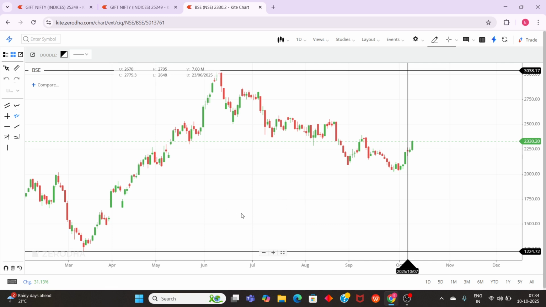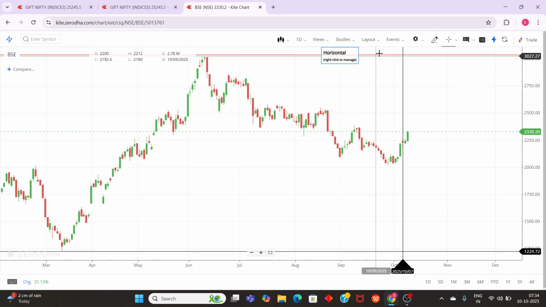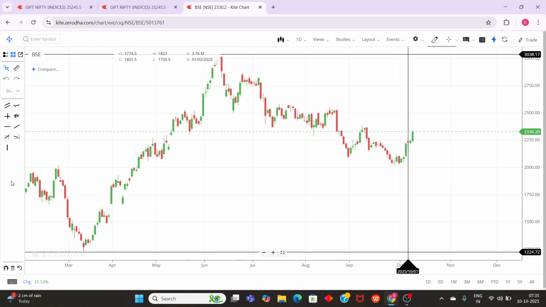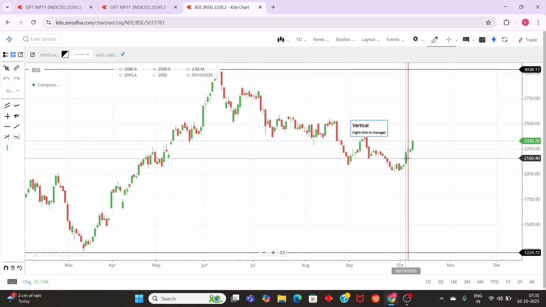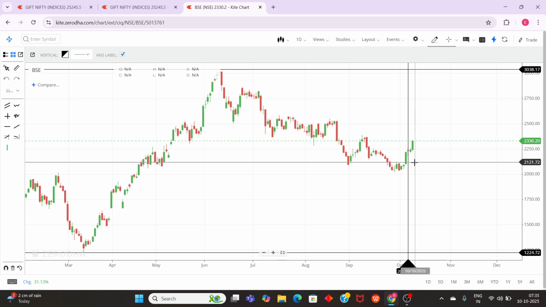This is the BSE stock on the daily time frame. If you observe, the low made is 1224 and the high is 3038. So 3038 minus 1224 is 1814, close to 1800. Divided by 2 is 907. So 3038 minus 907 is 2131. So 2131 is the buying price, where you got the trade, somewhere at this level.